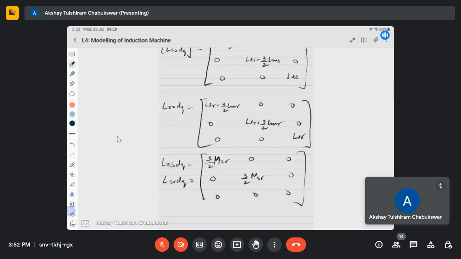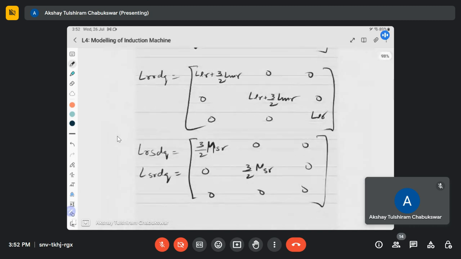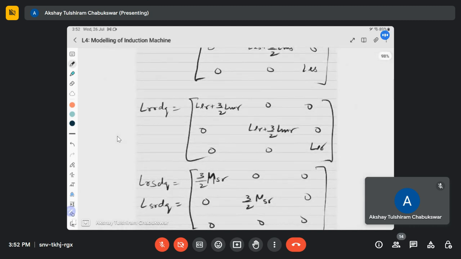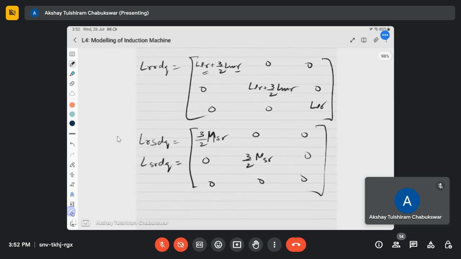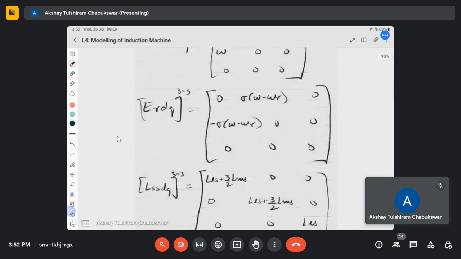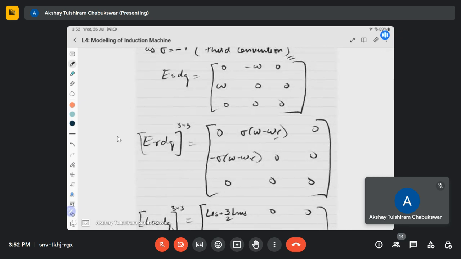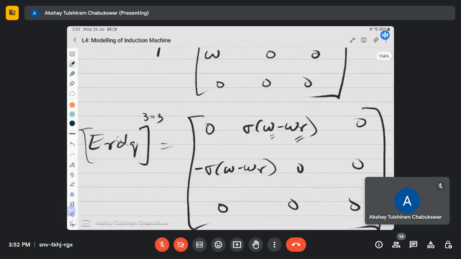And you can easily find the parameters of the machine, if you do a no load test on the machine. You can easily get the parameters of these terms: LSR, LMS, LMR, MSR, RS, RR. Omega R you can get from the rated nameplate parameter of the machines. And sigma is the speed, omega is the reference frame in which the motor is modeled.